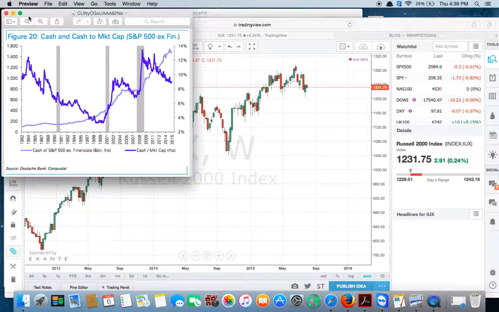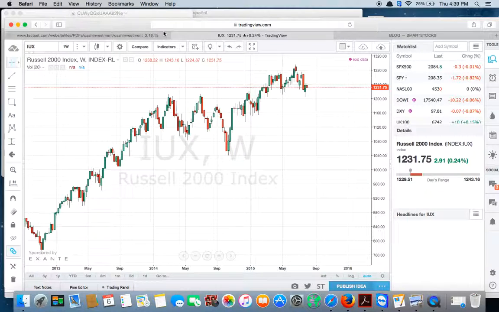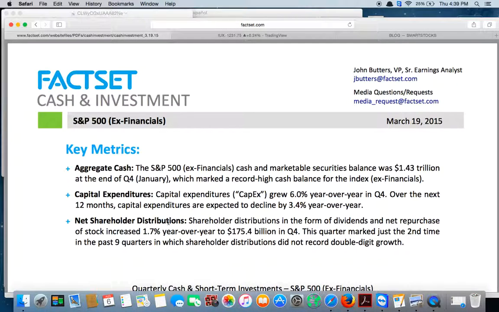Lastly, I want to talk about the cash of the S&P 500 ex financials and the ratio between cash and market cap. The cash in the S&P 500 ex financials is at an all-time high. FactSet, which sends out a report every month, shows that the fourth quarter, which ended in January, marked the highest cash balance for the index ex financials at 1.43 trillion. Again, this is the highest it's been ever.